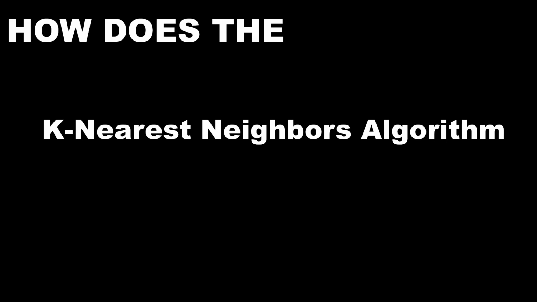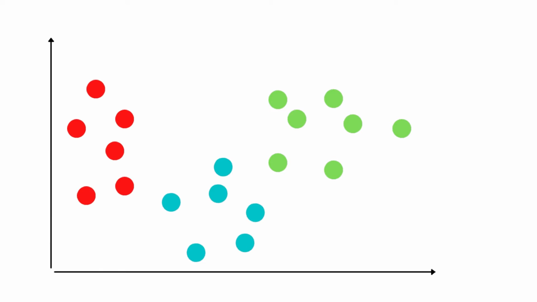So now the question is, how does the K nearest neighbors algorithm work? Let's say we have a two-dimensional feature space where we have some red points, some green points, and some blue points. And we introduce a new data point in between all of those points. We're trying to identify with this algorithm what class this data point fits into: red, green, or blue.